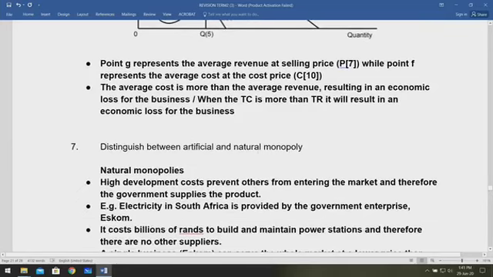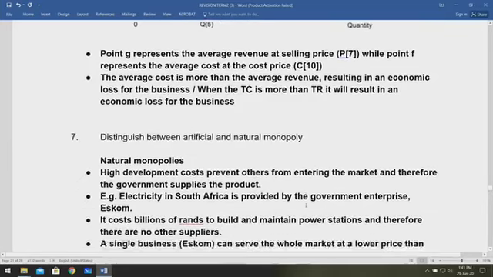Distinguish between artificial and natural monopolies. Right, your natural monopoly, high development costs prevent others from entering the market, and therefore the government supplies the product. The example here is Eskom. It costs billions of rands to build and maintain power stations, and therefore there are no other suppliers. A single business can serve the whole market at a lower price than 2 or more businesses together. Such a business is frequently owned or regulated by the government.